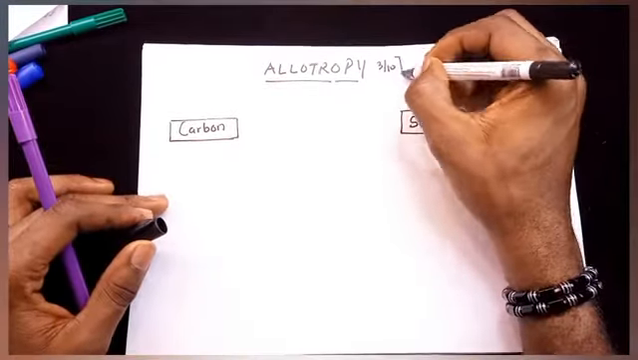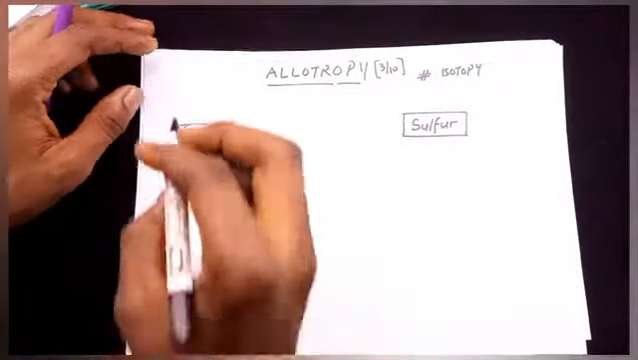So what is allotropy? First off, let me say allotropy is not isotopy. Isotopy is a different property altogether. Today we're going to be looking at allotropy.